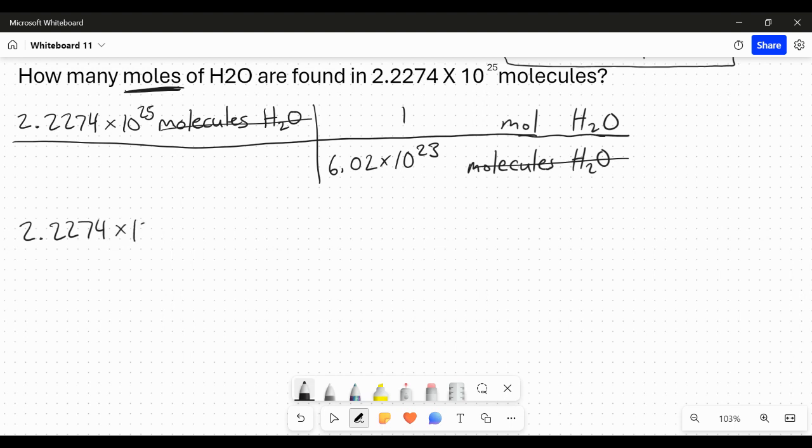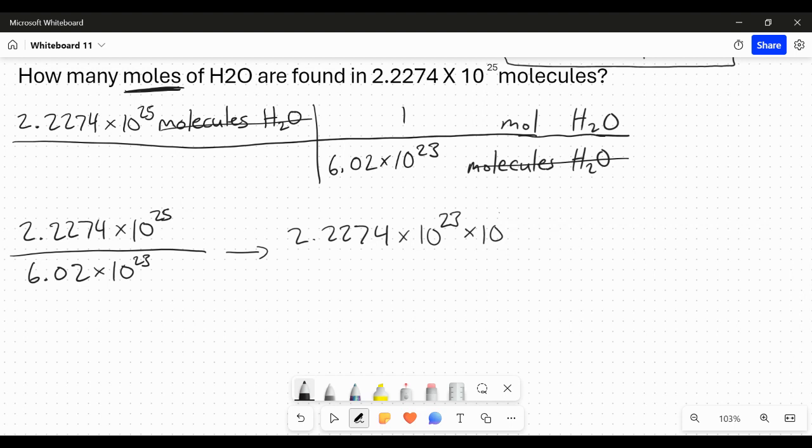So 2.2274 times 10 to the 25th divided by 6.02 times 10 to the 23rd. Now, again, this is another part where you would just plug this into a calculator, but I don't want to plug this whole thing into a calculator. That's really cumbersome. There's a lot of big numbers here. So I want to simplify this first. The way I'm going to do that is I'm going to rewrite this, keeping the front number the same first, 2.2274. But this 10 to the 25th, I'm going to split it into 10 to the 23rd times 10 squared.